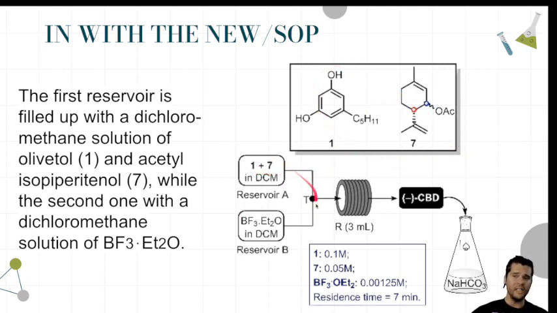1 and 7 in DCM being pumped through with BF3 etherate and DCM pumped through a reservoir, a residence time of 7 minutes. So what does that mean? Well, that means that from point A, we're going to call this point A, to point B, we want this residence time to take 7 minutes. So you're just going to adjust the flow until you have 7 minutes in and out. And out of that, you're going to be getting CBD that you're going to quench.